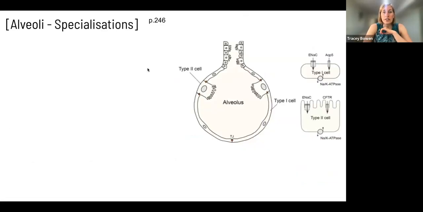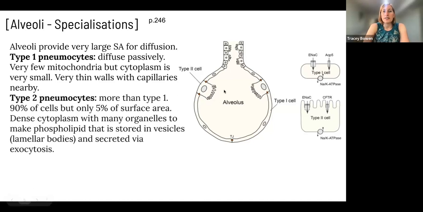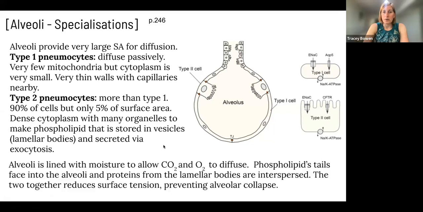Alveoli specialization. So again, type 1 pneumocytes, AT1 cells, are going to allow for passive diffusion. There are very few mitochondria, and the cytoplasm is very small. They have thin walls with capillaries nearby. And then type 2 pneumocytes, there are more of these than type 1, 90% of the cells, but only 5% of the surface area. And they have a dense cytoplasm with many organelles to make phospholipids that are stored in vesicles and secreted via exocytosis.